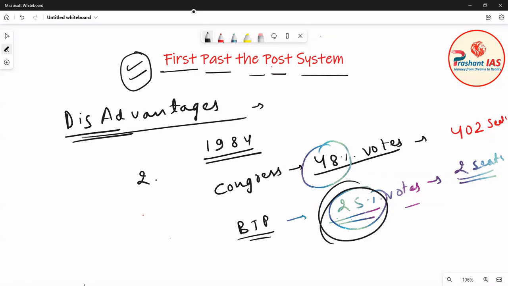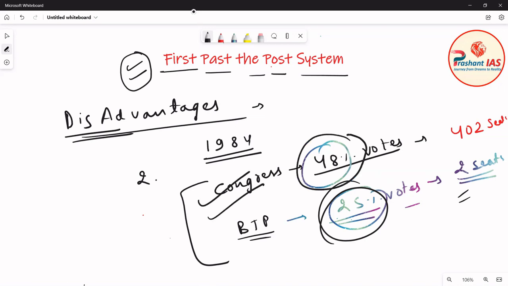Means we can say that it is approximately 0.37%. So what does it mean? It means that in this system there is a very big disadvantage, that this system tends to over-represent one party. Here the Congress got only 48% vote, but it got over 74% seats, 402 seats. Means it was over-represented. Okay, and it may tend to under-represent another party.